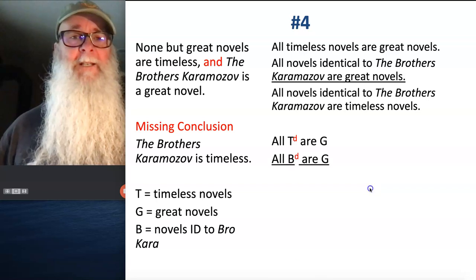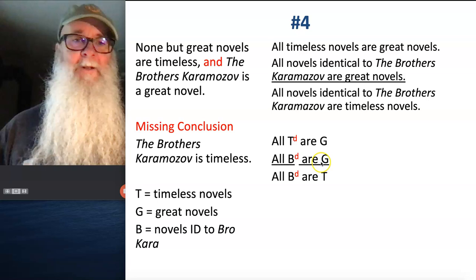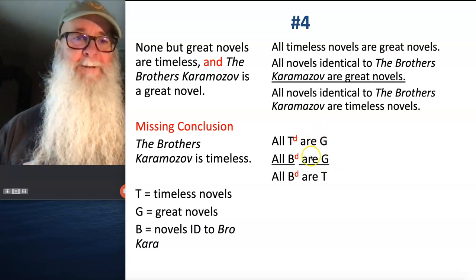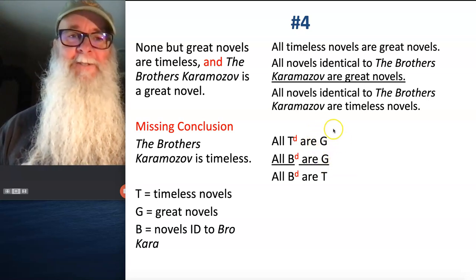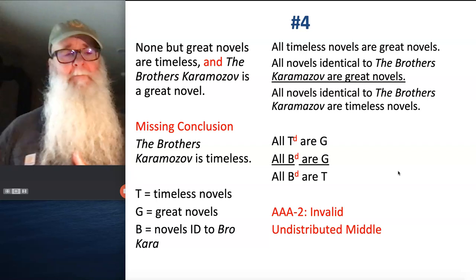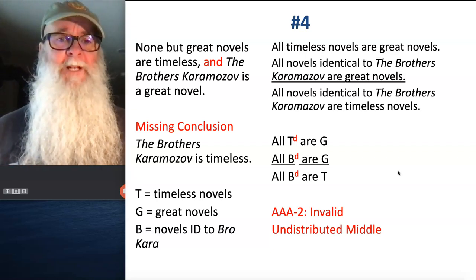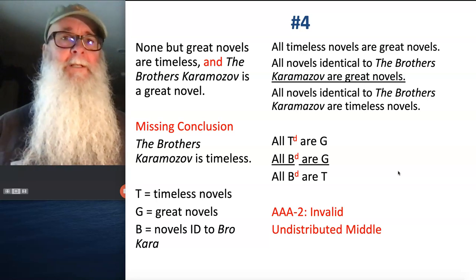When we translate this into symbolic form and mark our distributed terms, we can really clearly see a problem here. We have an undistributed middle term. G is the middle term, and it's not distributed in either premise. And when we go to consult our inventories of valid forms, we're not going to find the form AA2 on either of them.